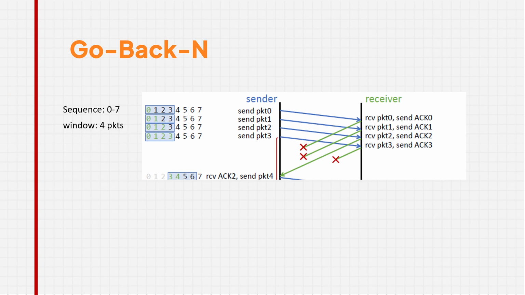So ACK 2 means everything up to 2 has been received. Thus on the sender side, you can just shift the window to after 2. Okay, so 0, 1 and 2, you can skip this. You move the window to 3, 4, 5 and 6.